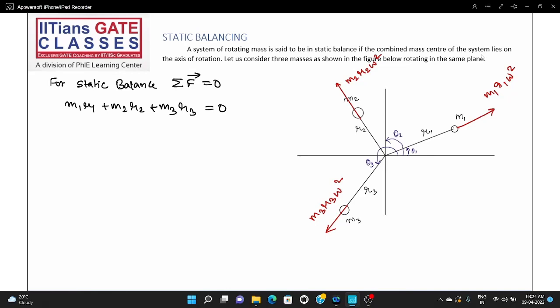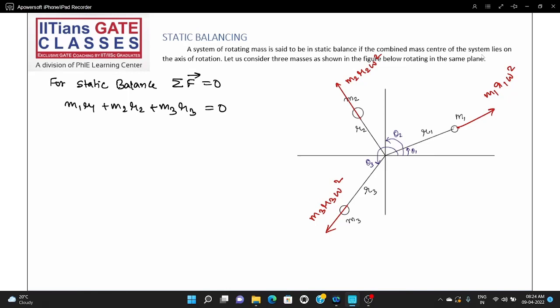If you want to do it mathematically, you have to take the cos components: m1 r1 cos theta 1 plus m2 r2 cos theta 2 plus m3 r3 cos theta 3 equal to 0. This will be one equation. Then the other equation will be m1 r1 sin theta 1 plus m2 r2 sin theta 2 plus m3 r3 sin theta 3 equal to 0. This is one way, right?